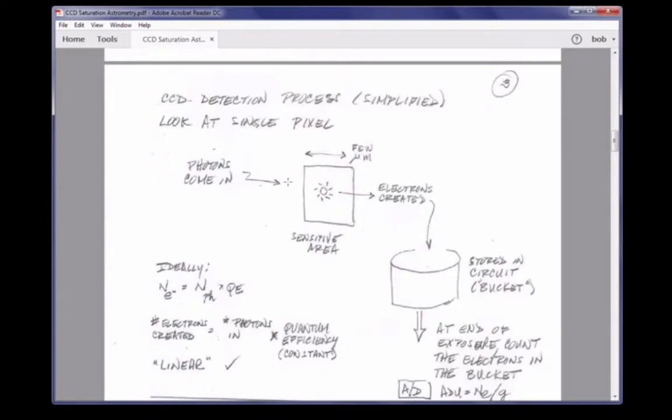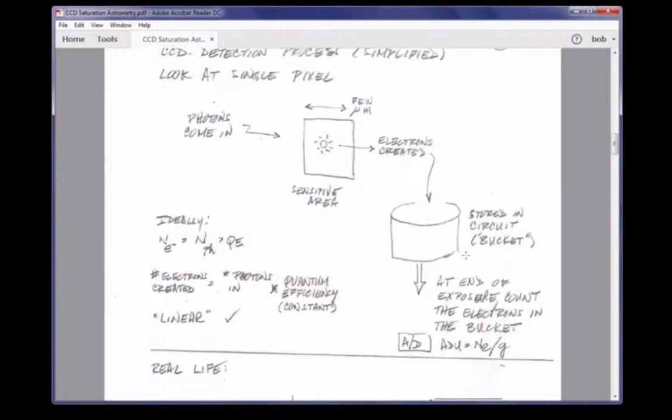So a photon comes in and hits that sensitive area and knocks some electrons free from the silicon in there. Those electrons are swept up by electronics on the CCD chip, and they're stored in a little circuit that you can kind of think of as a bucket that holds all of the electrons that are created on that pixel during the exposure interval. Then at the end of the exposure, there's a circuit that counts how many electrons are in that bucket, and it does that for every pixel on the chip.